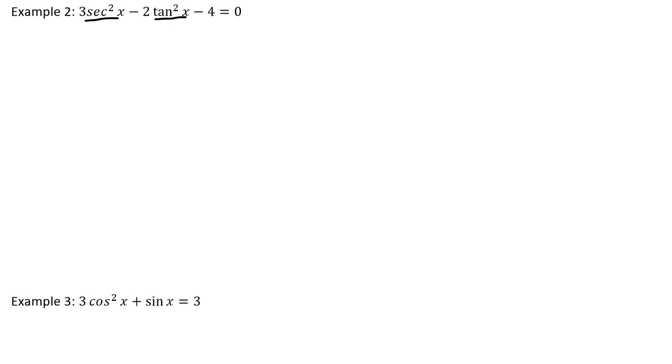So the identity I'm thinking of is tangent squared plus 1 is equal to secant squared. And because it's equal to secant squared, I'm going to go ahead and replace the secant squared in my problem with tangent squared x plus 1.